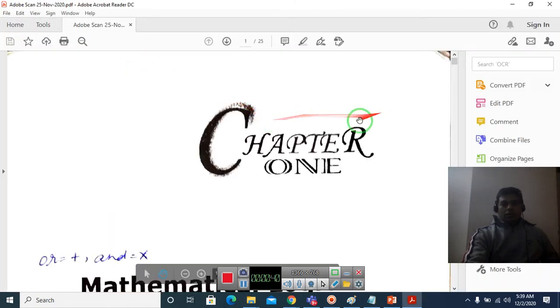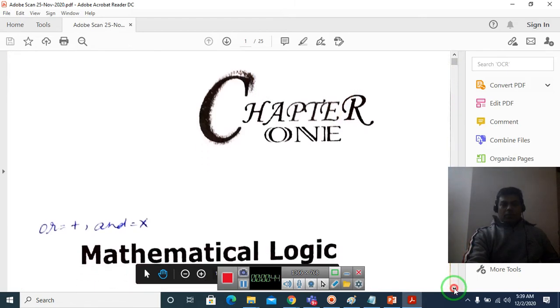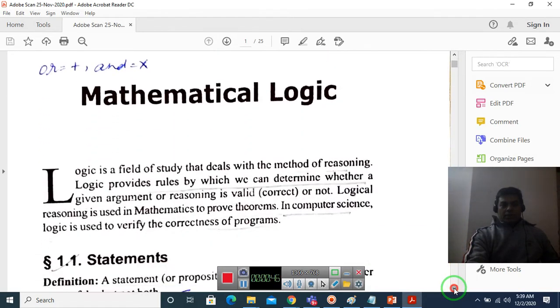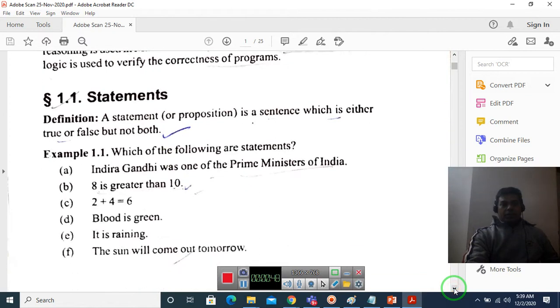Basically, in this lecture we will go through all the concepts we have discussed till now. There are some English sentences. From the English sentences, we have to find the statement. This statement is known as a proposition. A proposition is a sentence which is either true or false but not both.